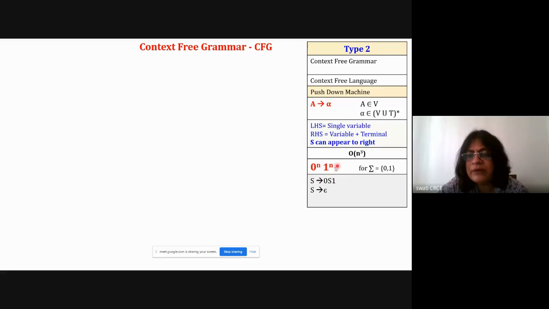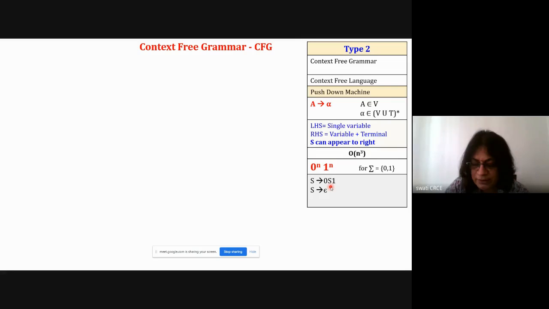And for 0 raised to n, 1 raised to n, remember always that these are the rules. Like S is equal to 0 S 1. So for 1, 0 1 is generated, and to stop the recursion, we can say S is equal to epsilon, where n is greater than or equal to 0 in that case. Otherwise, it will be 0 1 for 1.